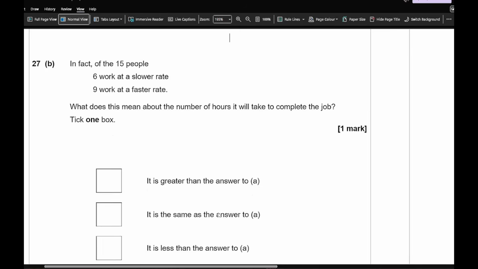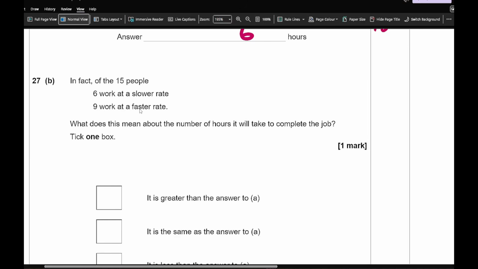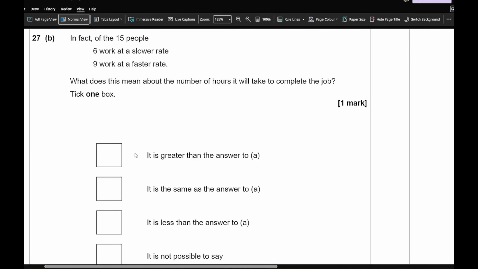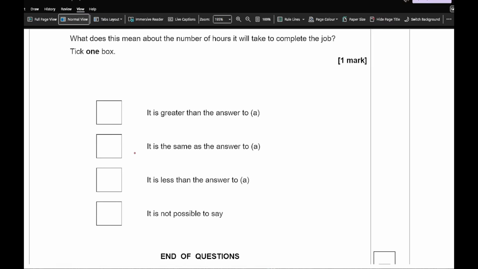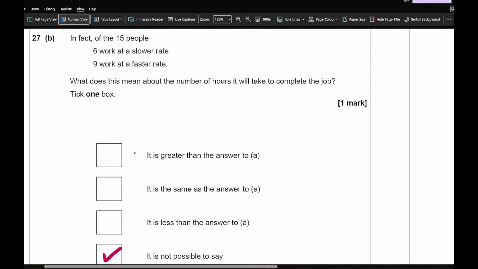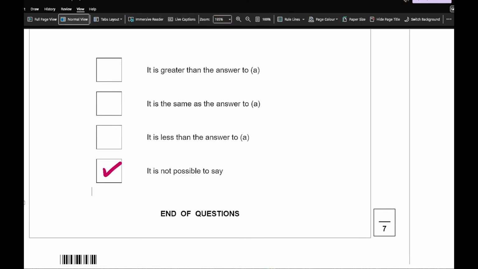The same rate as A, well, potentially it could be the case, but it all depends on how slow those 6 people are working and how fast those 9 people are working. So I would tick the box that it's not possible to say, because you don't know the exact rates of those 6 and 9 people. For example, if the 6 people would literally do the bare minimum, and those 9 people can work so efficiently they might as well just do it themselves, then it's difficult to say whether it's going to be a quicker job, a slower job, or it stays the same. So the one you want to tick here is that it's not possible to say. And that concludes the end of this paper.